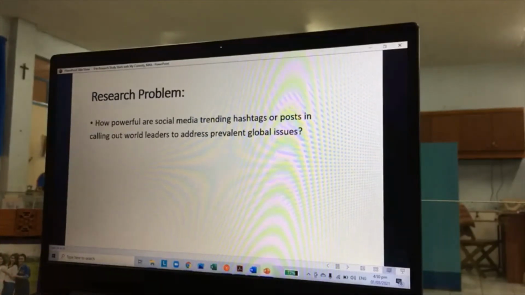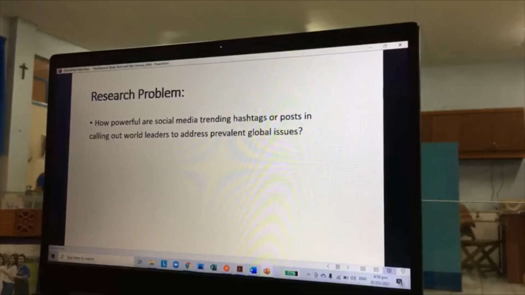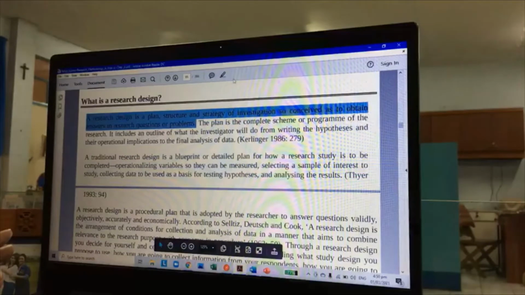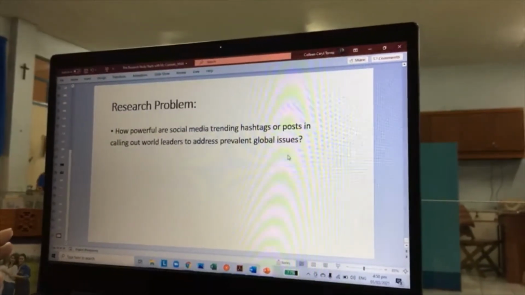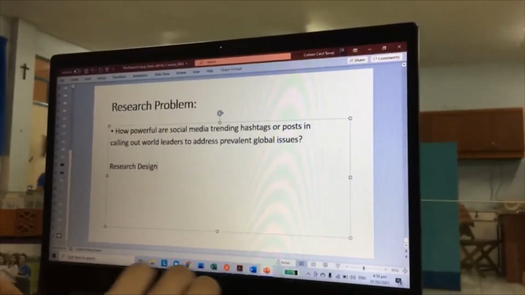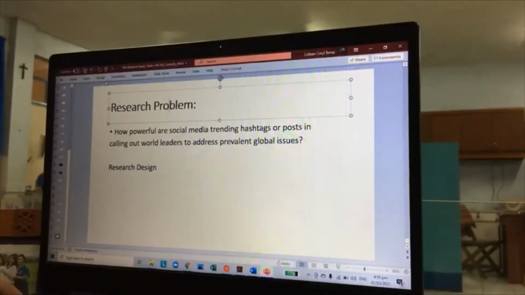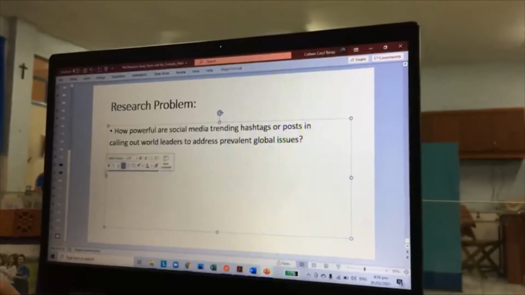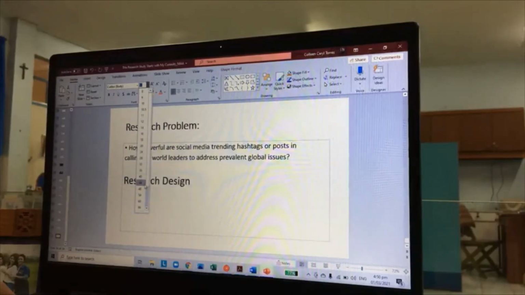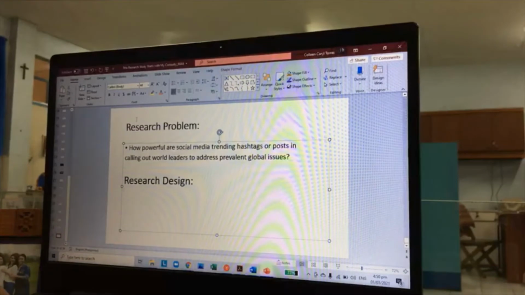Shania, or if ever you're not familiar, anyway, that's the issue in Thailand, in Myanmar, as well as Black Lives Matter. So seeing that that's the research problem, let's go to the design. What would be the plan in order for us to answer this problem? So probably the plan is the research design. What's the plan then? Let's think of how to get this data.